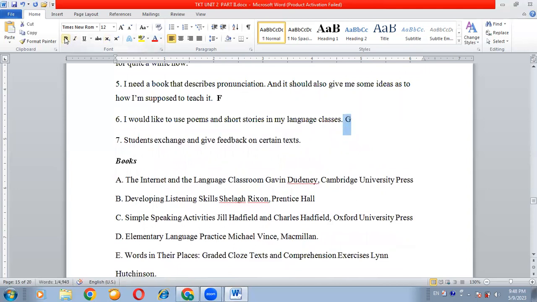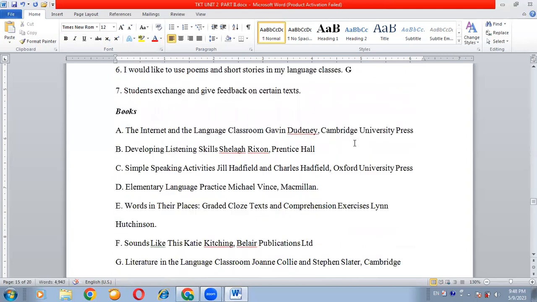Poems and stories we can find. To exchange and give feedback on certain texts. What is the answer? B. Students exchange and give feedback on certain texts.